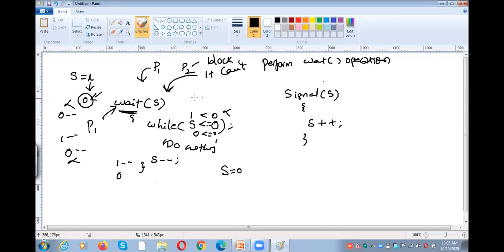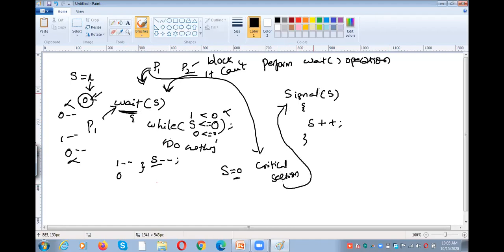Whatever process is able to perform the wait operation is allowed to enter into the critical section. So in our example, first P1 performs the wait operation, so the value becomes 0. So process 1 is allowed to enter into the critical section. After that, process 1 needs to perform the signal operation. What is the signal operation? S plus plus. What is the value of S? 0. So 0 plus plus means the semaphore value becomes 1 again.